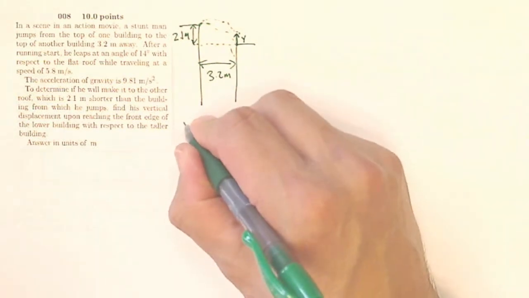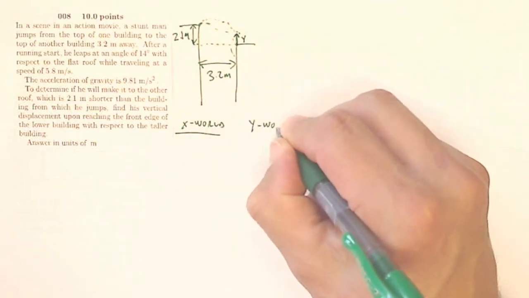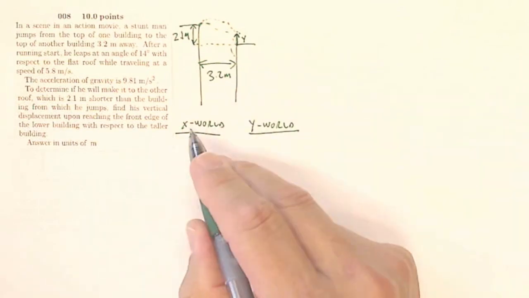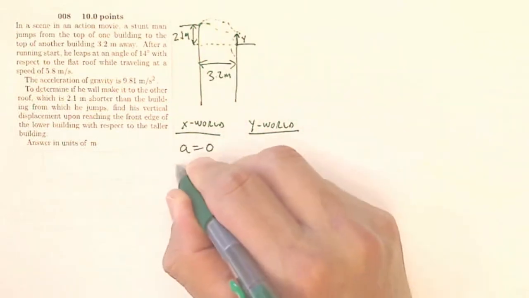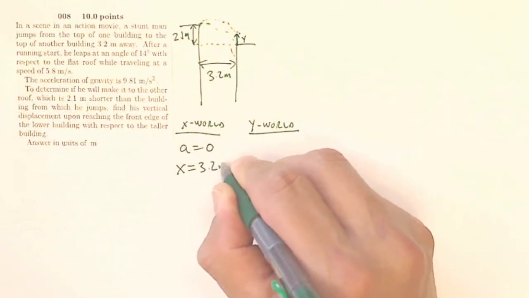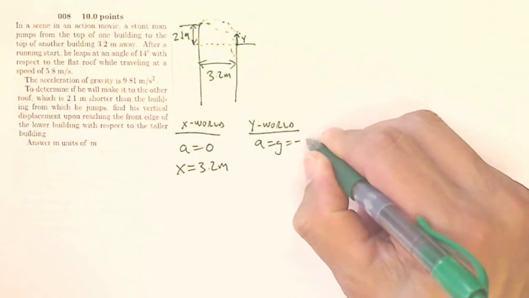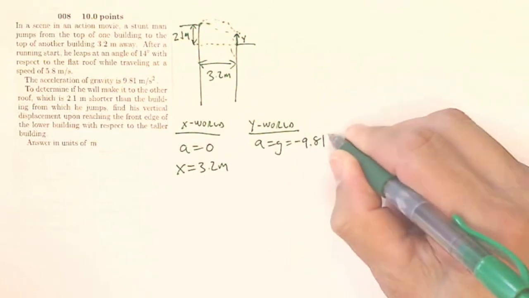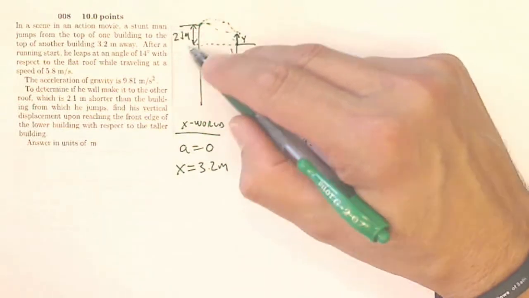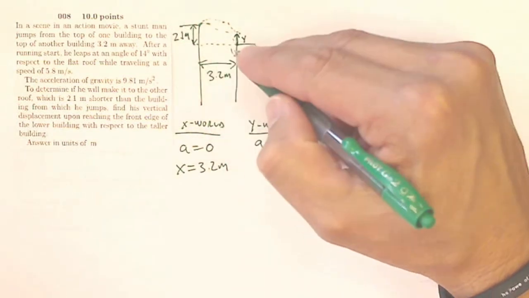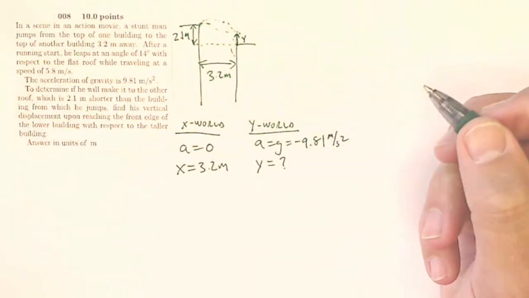I've got x world, I've got y world. In the x world, what I see is 3.2 meters. I know my acceleration is 0. I know my displacement is going to be 3.2 meters. In the y world, I know that my acceleration g is negative 9.81 meters per second squared. I don't know my displacement. I'm not going to use this 2.1 because that would be ideal, but I don't know if he's going to wind up above or below that. So really y is what I'm looking for.